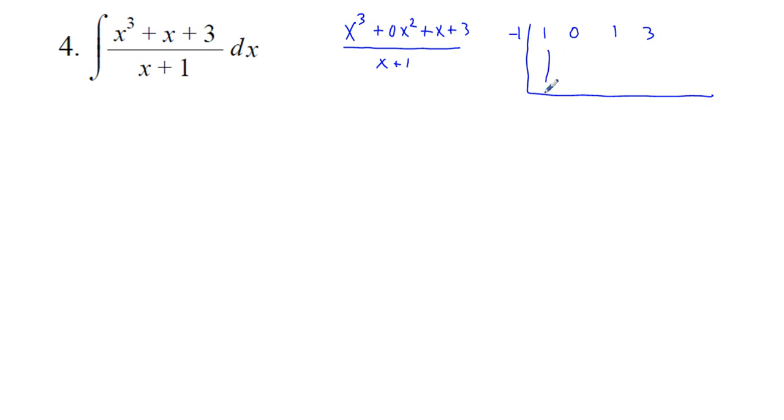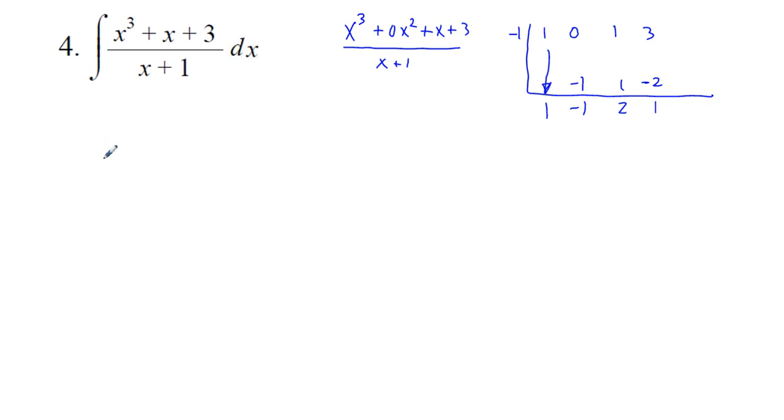So we're going to come down here, and we're going to get 1. That's going to be x squared. -1 times 1 is -1. 0 plus -1 is -1. -1 times -1 is 1. 1 plus 1 is 2. -1 times 2 is -2. And 3 plus -2 is 1.